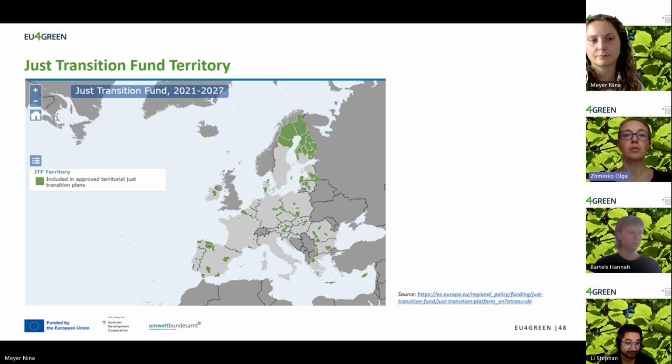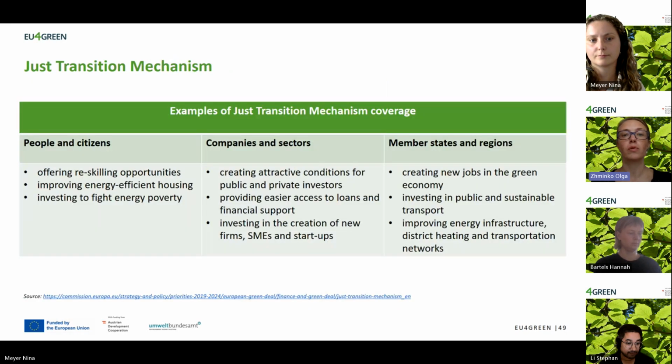The just transition mechanism is developed to cover everyone, leaving no one behind, right? So in respect of people and citizens, the measures financed would offer reskilling and upskilling, generation of employment and job upgrading, improving of energy efficient housing, investing into the fight against energy and mobility poverty, poverty reduction, and social protection in general.